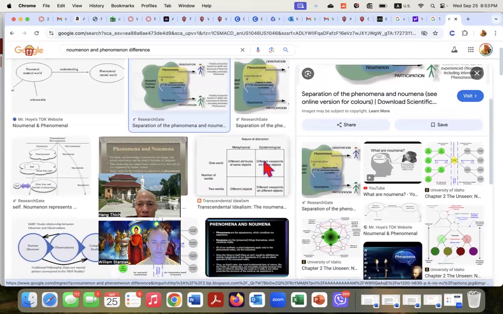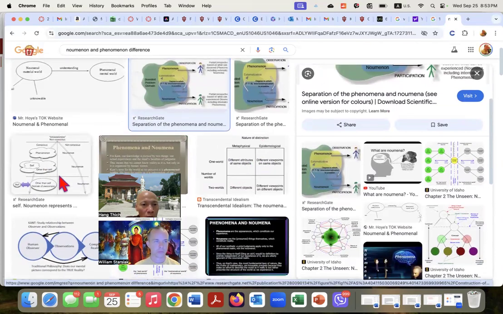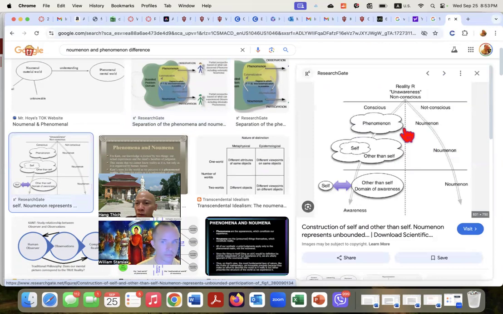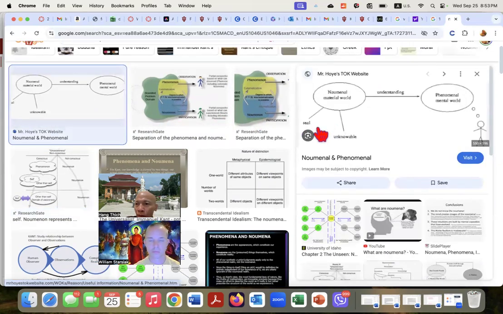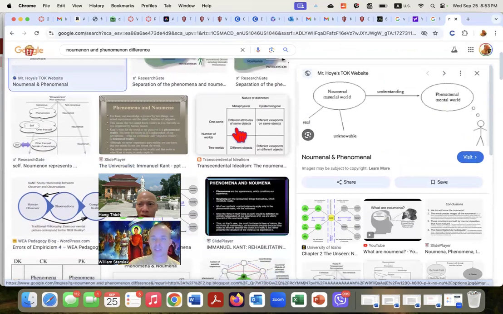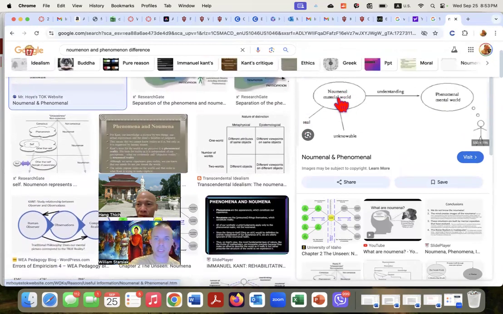Let's see here. Metaphysics. Self, other than self, domain awareness. This is understanding unknown, real. There's still confusion. And that one matches more with the understanding I expressed at the beginning: that there are things where we're perceiving an aspect of what's actually there, and we understand it through a filter in some sense, as opposed to being able to just experience the reality of it.